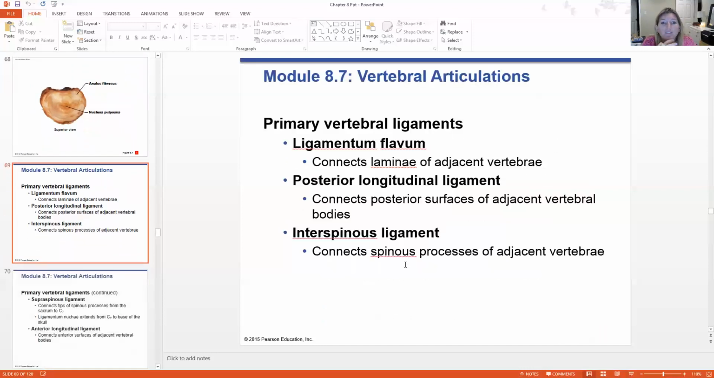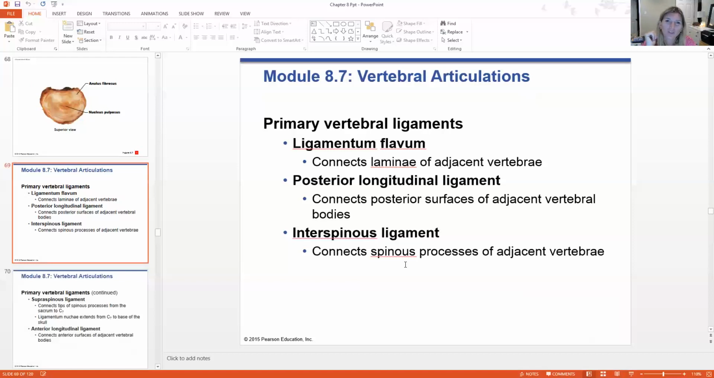So our main vertebral ligaments, one of my favorite ligaments in the body, ligamentum flavum. Sounds fun. Basically connecting what's called the laminae of the adjacent vertebrae. You'll see it in the picture. Then there's a posterior longitudinal ligament and an interspinous ligament.